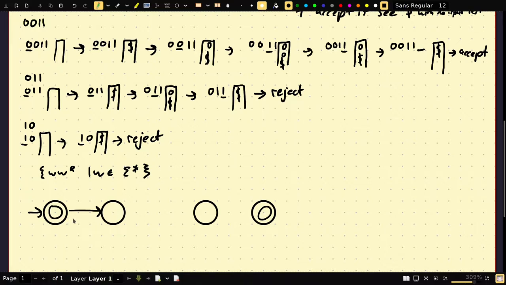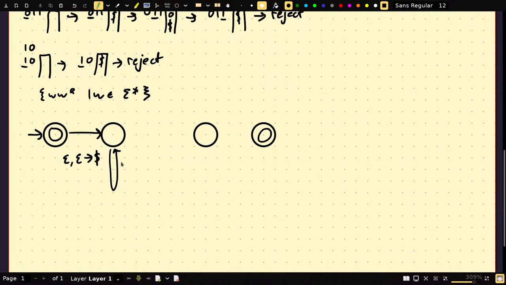So what I'm going to do first is push the stack canary. What does that look like? That looks like epsilon. I'm going to read nothing from the input, read nothing from the stack, and push the canary. I'm going to draw it like this, just so we have a little more room. Now, while I'm reading the input left to right, if I see a zero in the input, I'm going to pop nothing off the stack and push that zero. If I see a one in the input, pop nothing off the stack and push that one.